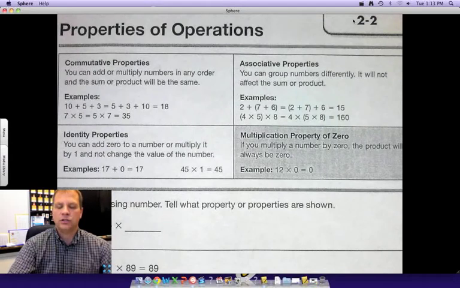Same thing for multiplication. If that is the only sign in the problem, 4 times 5 times 8 equals 160. And so does 5 times 8 times 4.